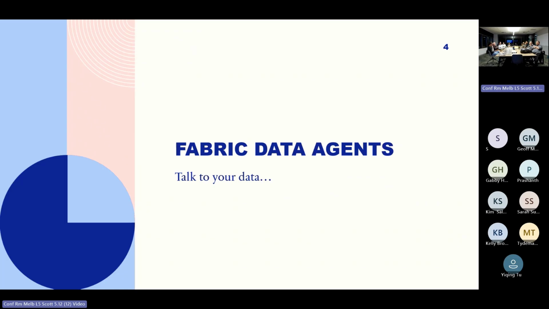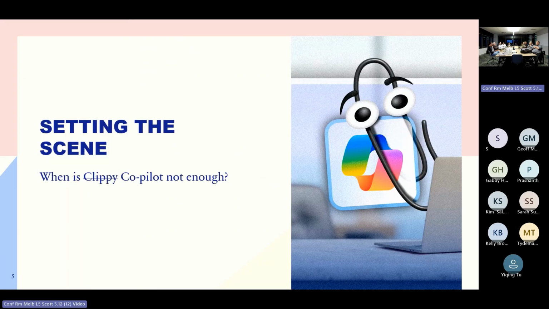But why do we need Fabric Data Agents? Why is Copilot not enough? We have Copilots for Data Factory, Copilots for Data Warehouse, Data Science, Machine Learning, the Windows 365 Copilot, GitHub Copilot. We have all sorts of Copilots. So why is that not enough? Why did we need a dedicated agentic service? We'll get into that a bit.